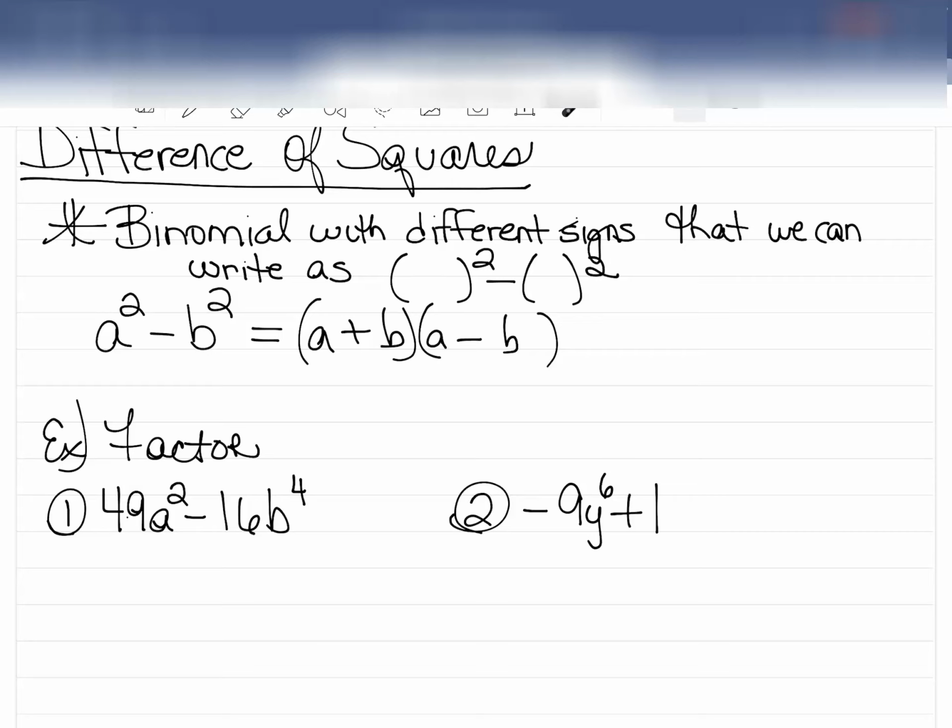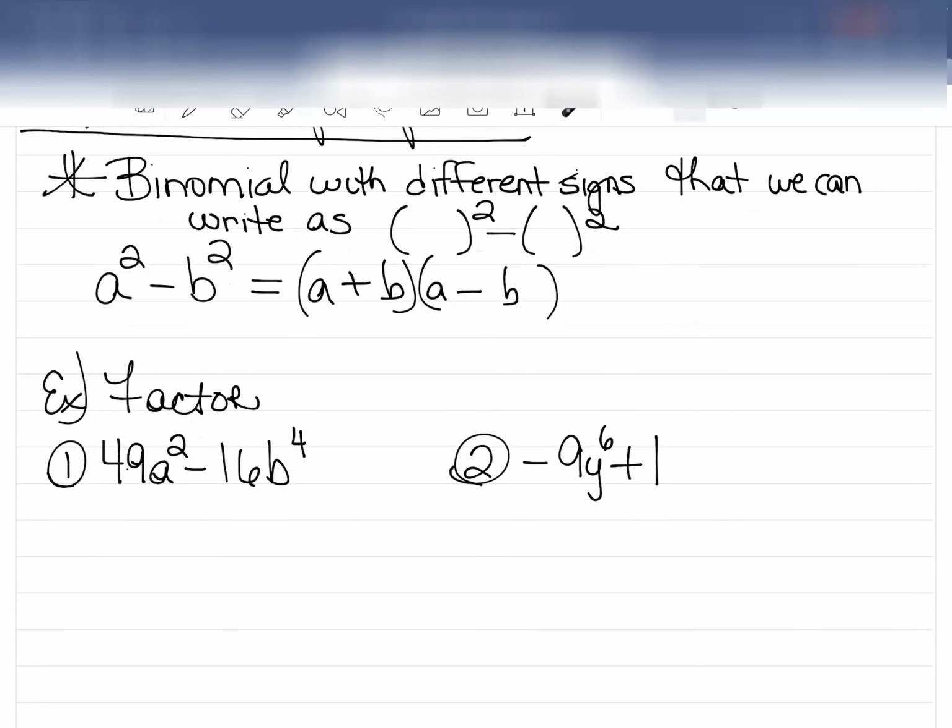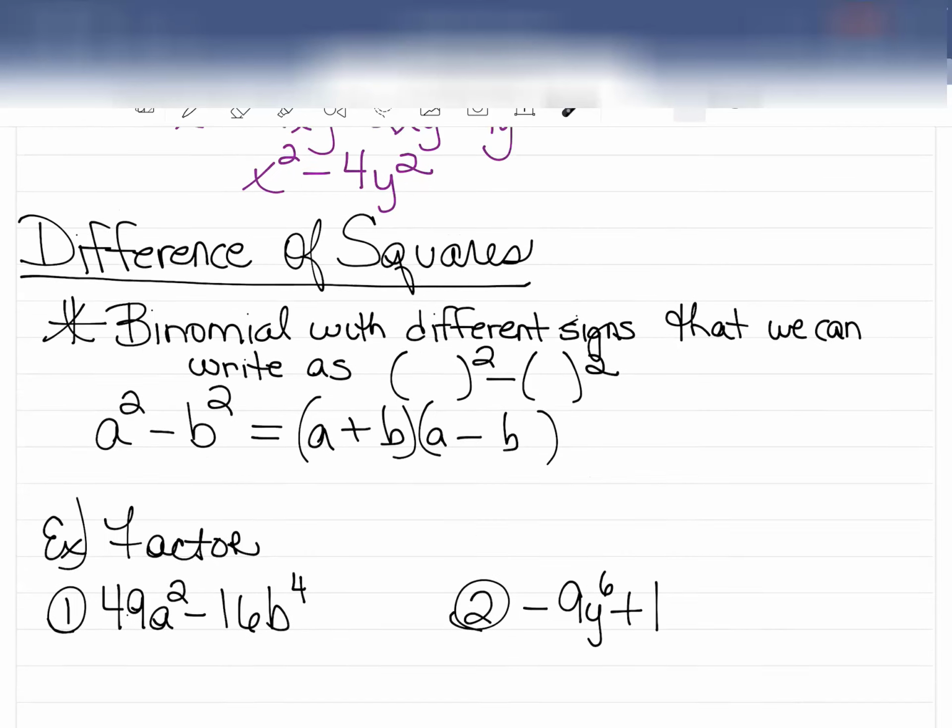So let's go through our examples. 49a squared minus 16b to the fourth, and the direction says to factor. So the first thing I'm going to notice is that if I compare the 49a squared to the minus 16b to the fourth, I do not have something in common. There's no common factor. That's still going to be my first step. So the next thing I'm going to do is count my terms, and I see that there's two terms. So now I'm going to look and check to see if it follows that difference of squares.